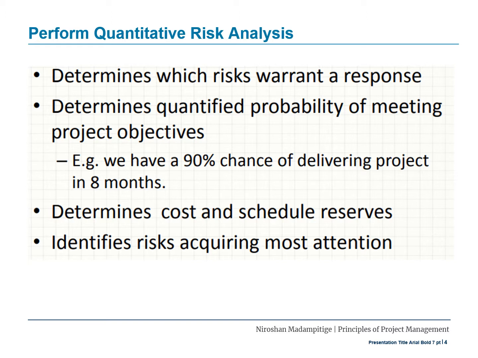It gives a quantified probability of meeting project objectives. Example, we have a 90% chance of delivering the project in 8 months. So you quantify the potential risk applicable to your project. It determines cost and schedule reserves. So when you quantify it, you can look at the impact it has on the cost and the schedule. It also identifies risks requiring most attention.